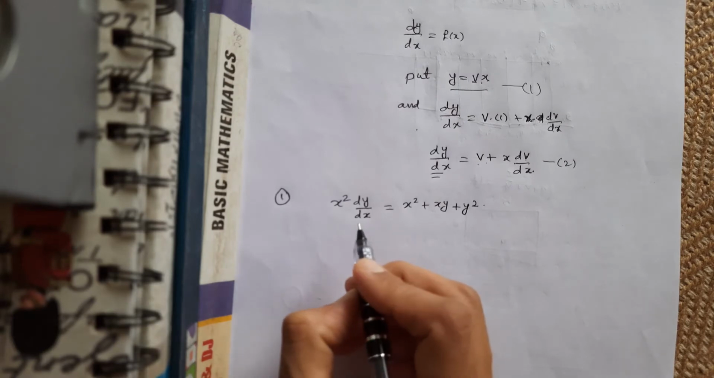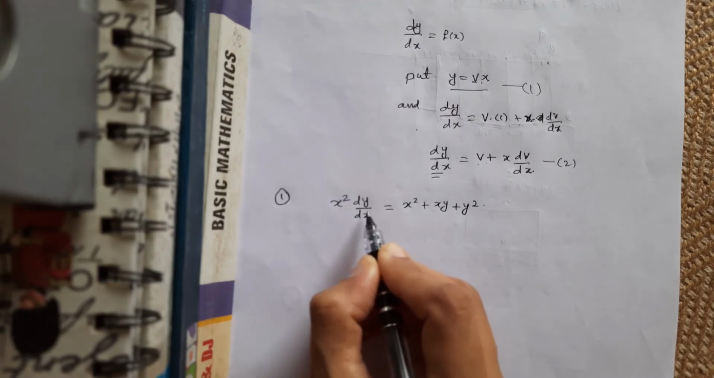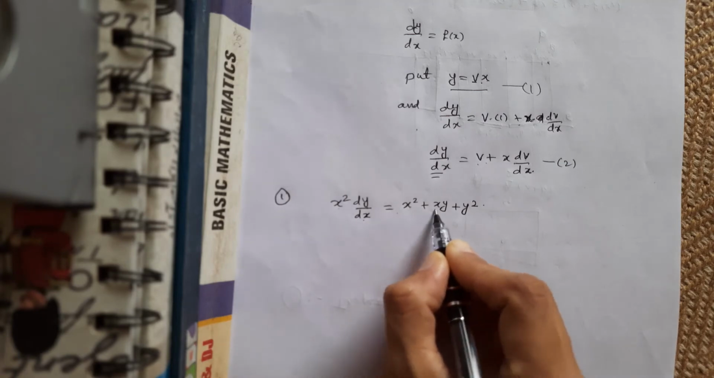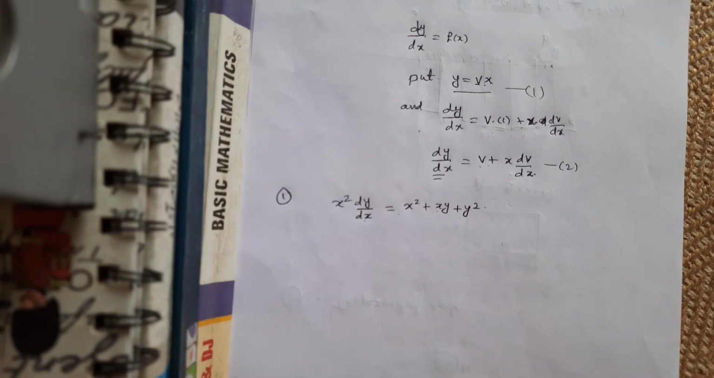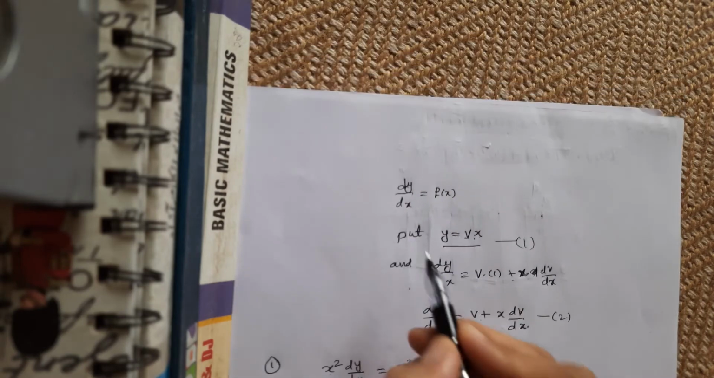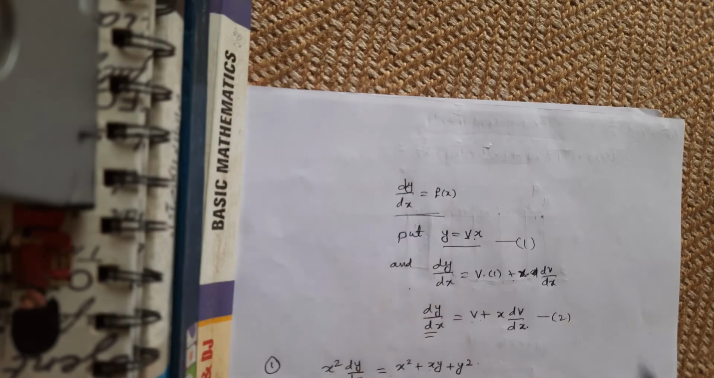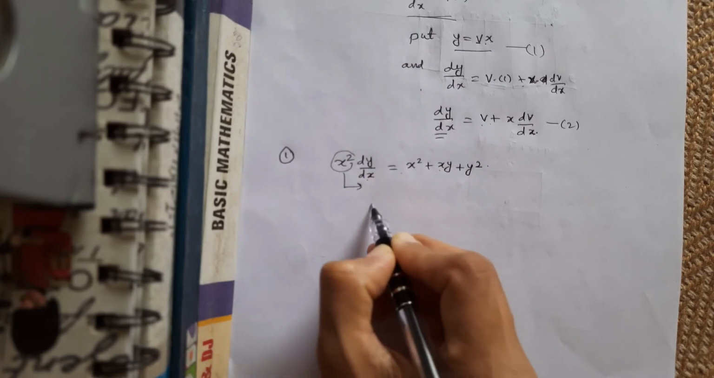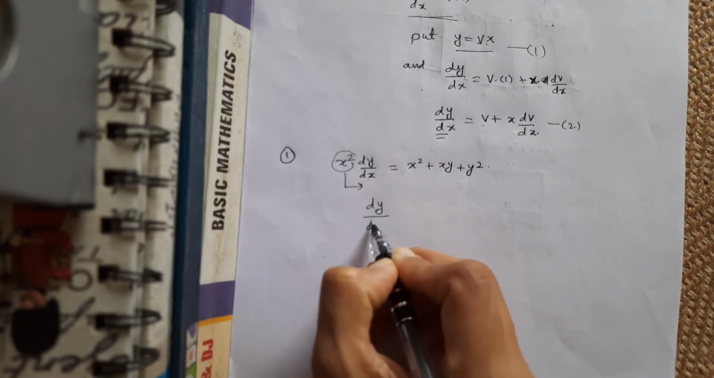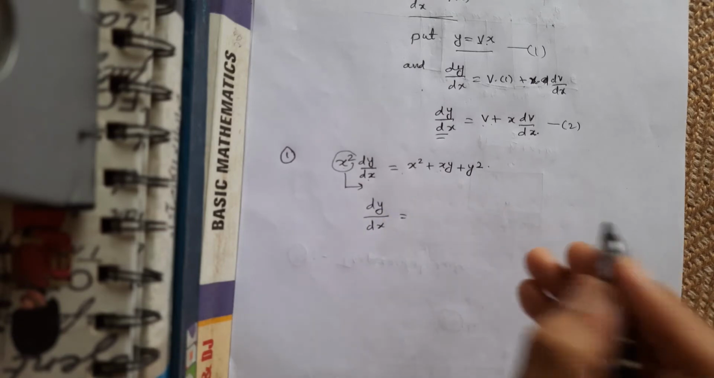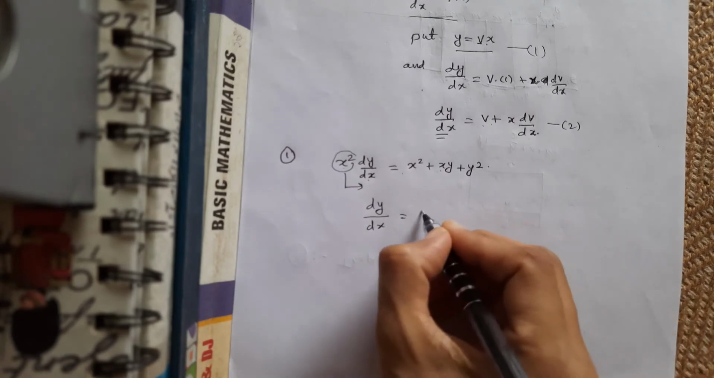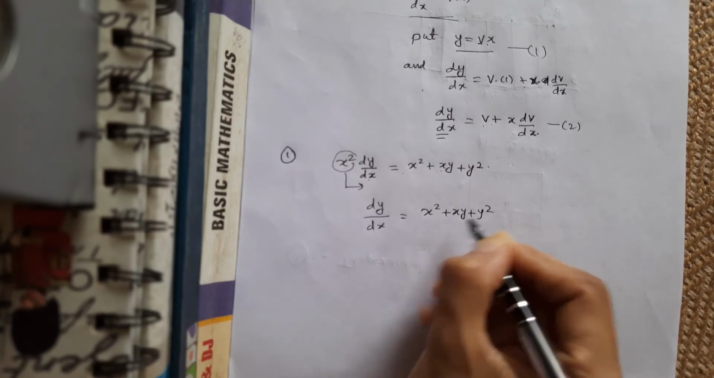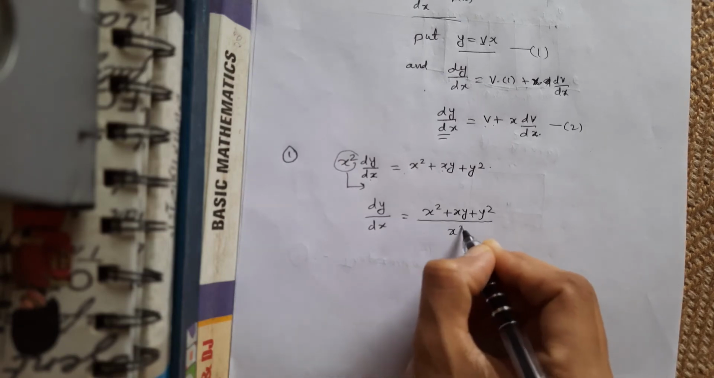The example that I am going to discuss with you is x square plus x square into dy by dx equals x square plus xy plus y square. First of all, I will convert it into standard form, which is dy by dx equals f of x. So just take this term to this side. In short, we want dy by dx on one side and all the terms on the other side. So I will get x square plus xy plus y square upon x square.